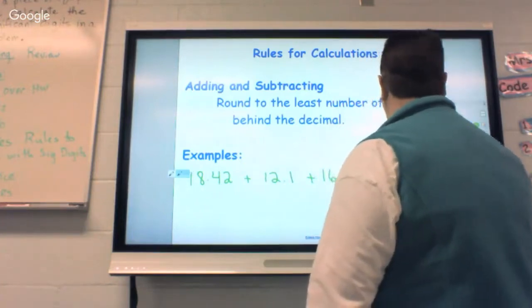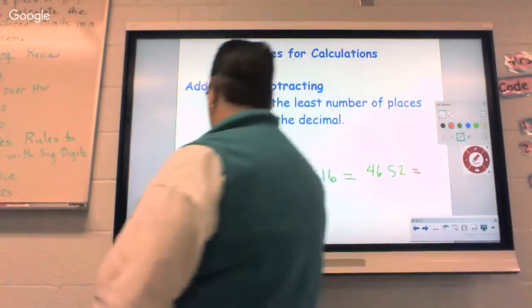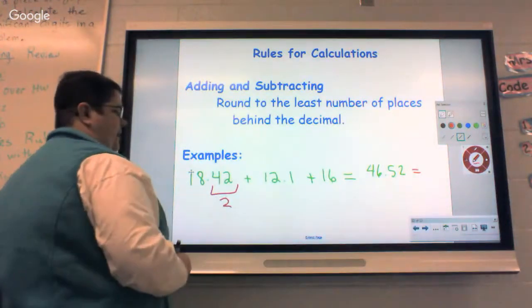However, it is not rounded to the correct significant digit. Now, according to the rule, we round based on the least number of places behind the decimal. Okay? Least number of places behind the decimal. So, when you look at that first number, how many places are behind the decimal? There are 2. There are 2 places behind the decimal.